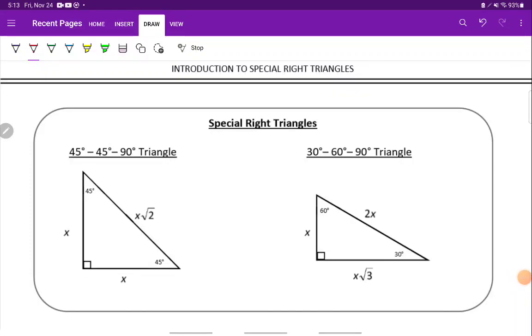In this video, I'm going to introduce two very special right triangles: the 45-45-90 triangle, sometimes called an isosceles right triangle, and the 30-60-90 triangle. These two triangles can be extremely powerful for us in trigonometry.